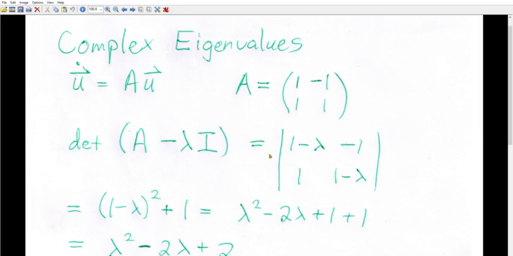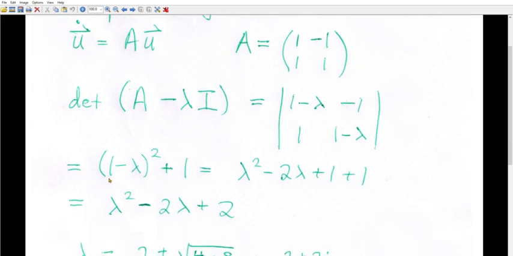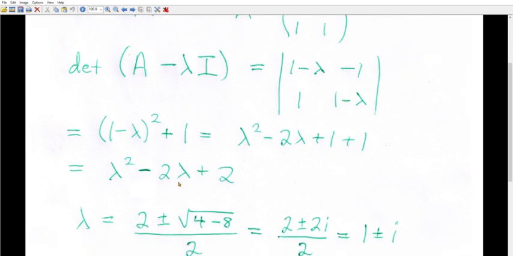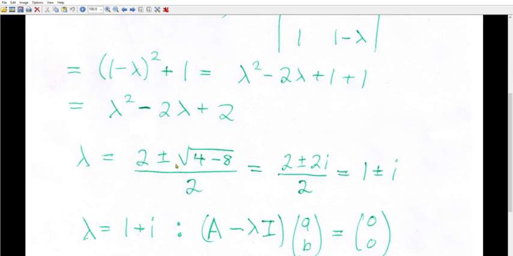So in this particular case, since A is [1 -1; 1 1], the determinant of A minus lambda I is (1 minus lambda) times (1 minus lambda) plus 1, which produces (1 minus lambda) squared plus 1. You multiply that out, you get lambda squared minus 2 lambda plus 1 plus 1, or lambda squared minus 2 lambda plus 2. The quadratic formula tells us that lambda is 2 plus or minus the square root of 4 minus 8, over 2, which is 2 plus or minus 2i over 2, which is 1 plus or minus i.